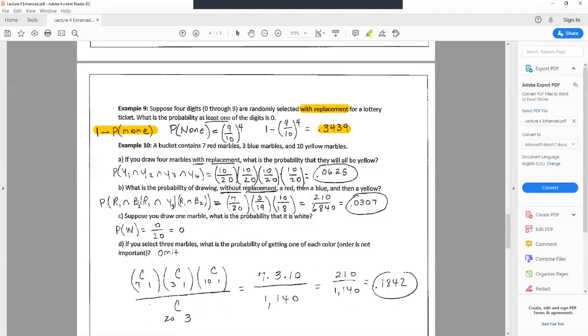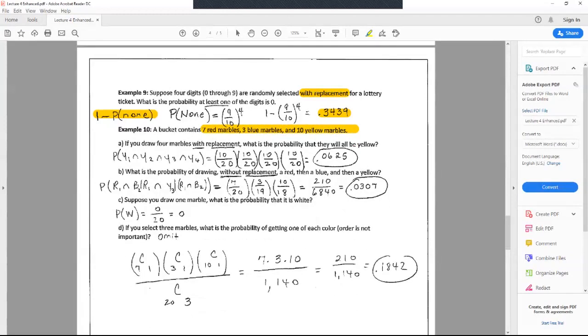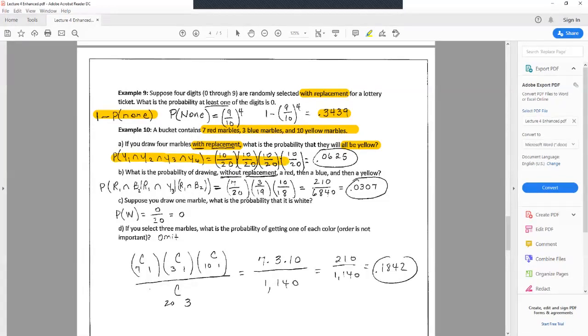Example 10. A bucket contains 7 red marbles, 3 blue marbles, and 10 yellow marbles. If you draw 4 marbles with replacement, that means you're putting the marbles back in after you draw them out. What is the probability that they will all be yellow, all 4 of them? Well, these are independent events. Since these are independent events, then the denominators stay the same, 20. So the probability of a yellow on the first draw, and a yellow on the second, and a yellow on the third, and a yellow on the fourth, well, since 10 of the marbles are yellow, each time I have a 10 out of 20 chance of drawing a yellow, which is 0.0625.